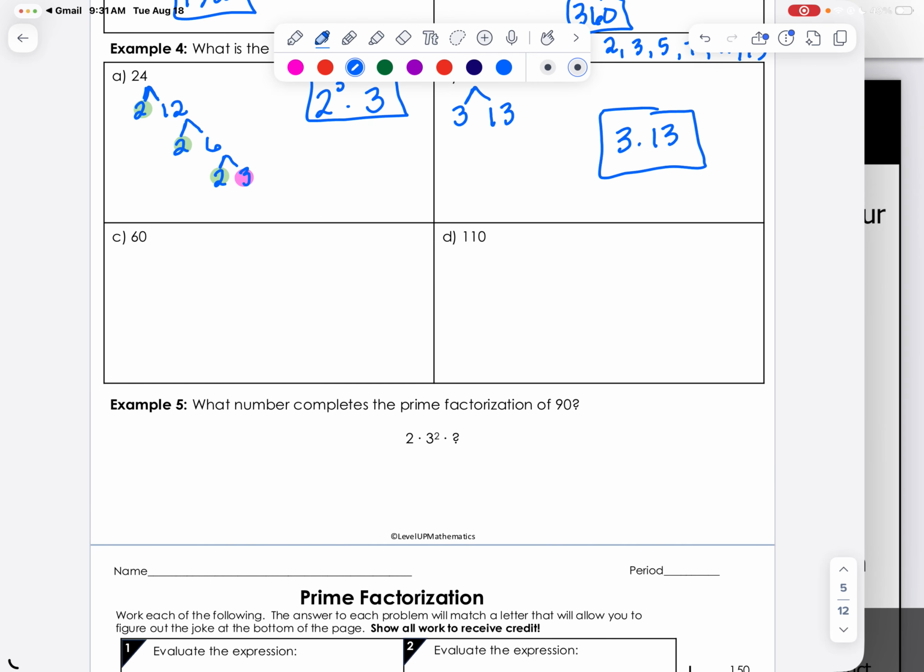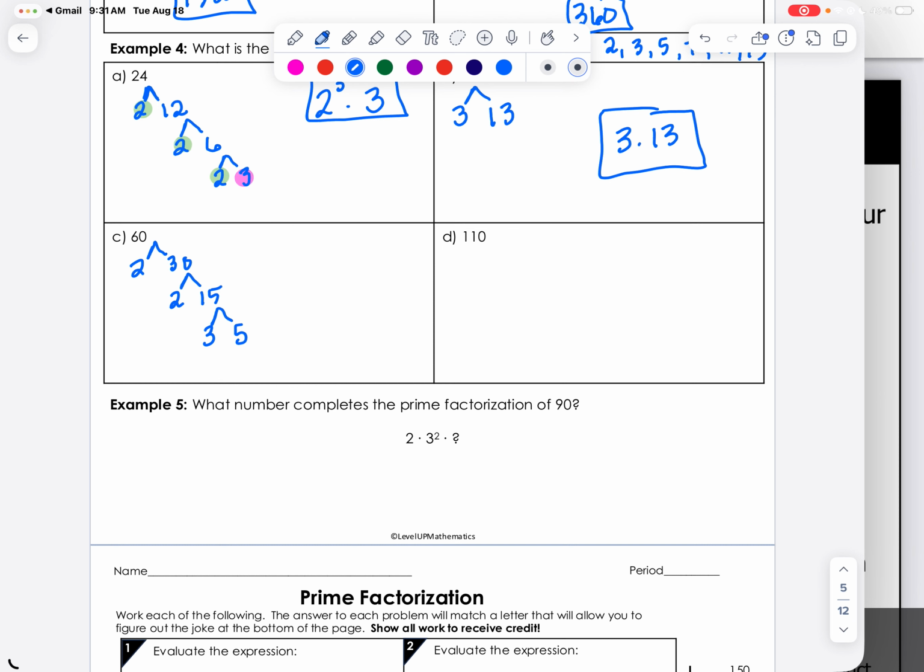All right. How about 60? Well, 60 is even, so again, I started with 2. 2 times 30. Then I break down the 30 with a 2. 2 times 15. Now, 15 is not even, so I can't use 2 this time, but I can use 3. 15 divided by 3 gives me 5.